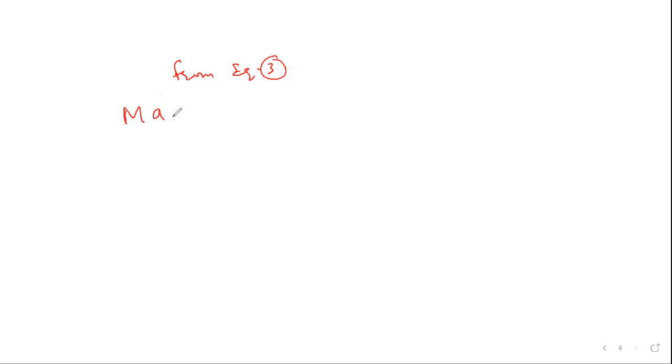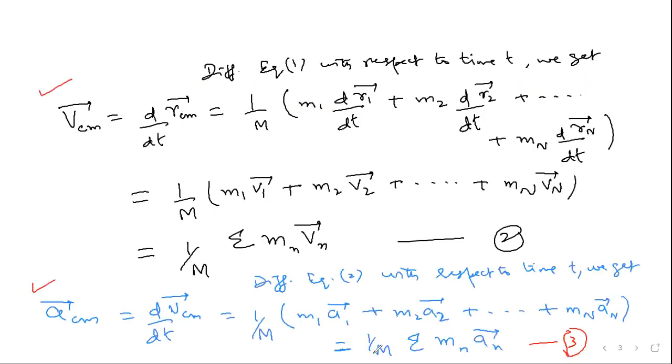Equation 3 says M_ACM is M1A1 plus M2A2 plus so on plus MN AN. I have just taken this capital M in equation 3 to the left-hand side. I got M_ACM equal to M1A1 plus M2A2 plus so on plus MN AN, right?